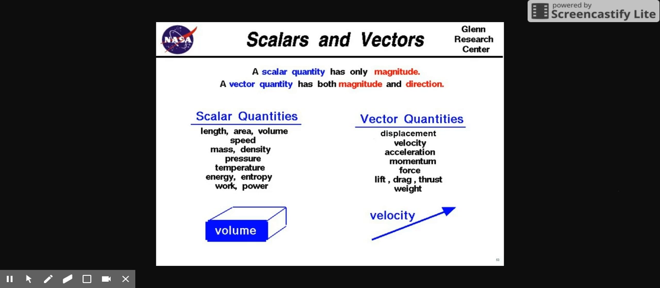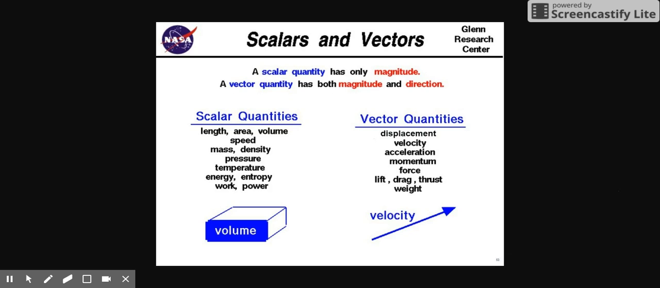I found this graphic online and I wanted to share it with you all. So this comes from the Glenn Research Center, which is a subsidiary of NASA, and I think it does a great job of simply listing out the different quantities that we're going to be looking at throughout the year. They're not all here. We're missing some quantities with electricity, magnetism, and waves, but it does a good job of looking at the first half of our course.